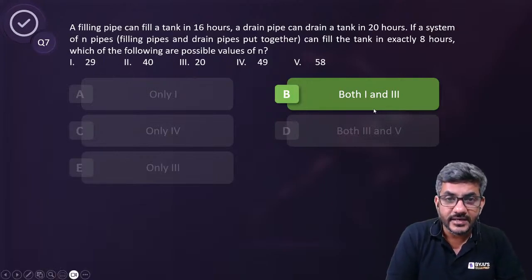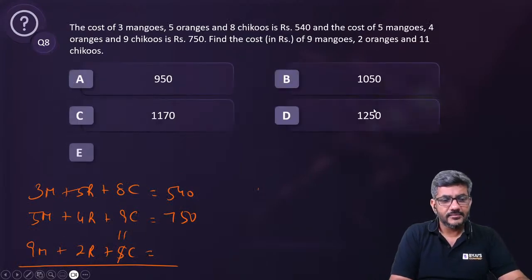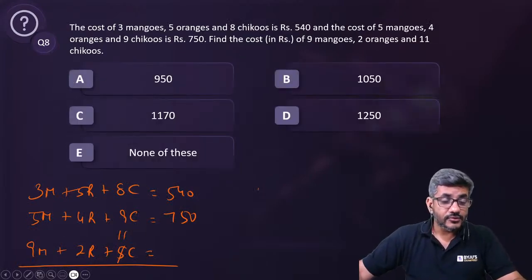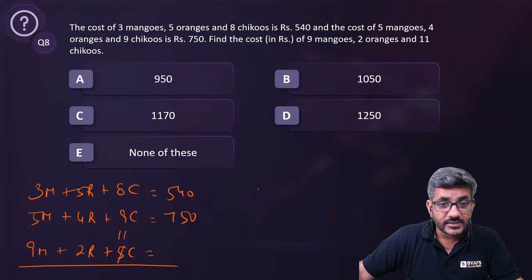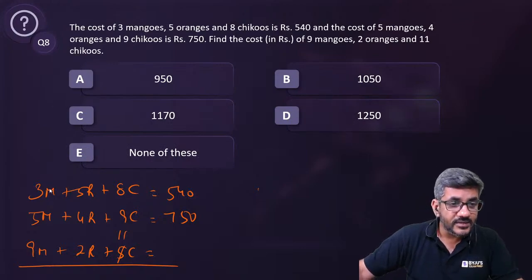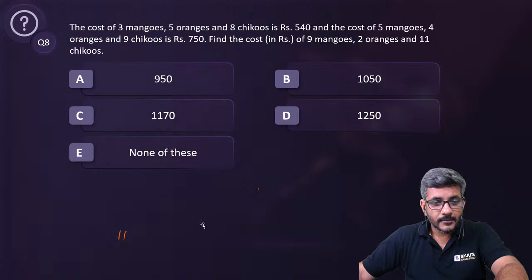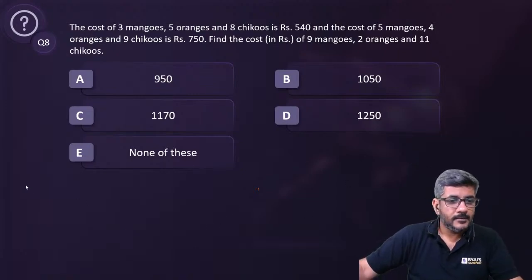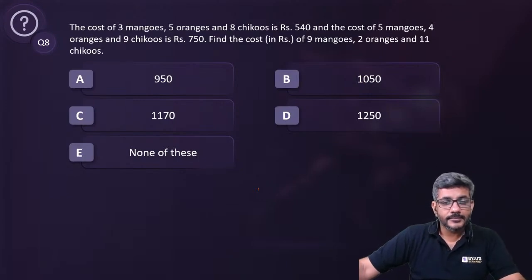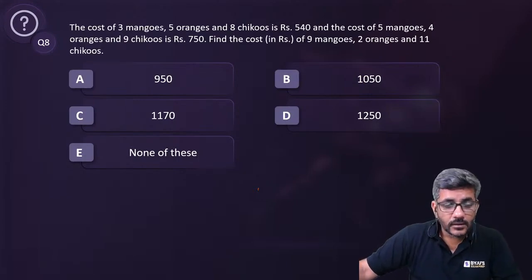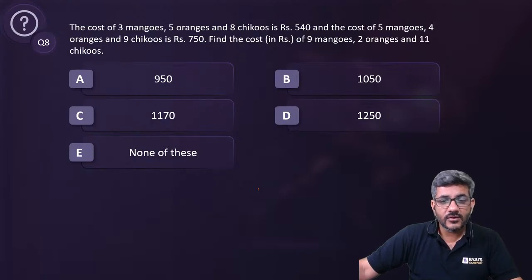Last 3 questions of the day. Let's start with question number 8. I'm sorry, I forgot to just remove this. This is my rough work which I was doing while doing this question. What is the answer to this next question according to you?